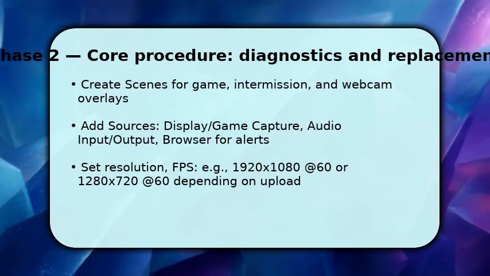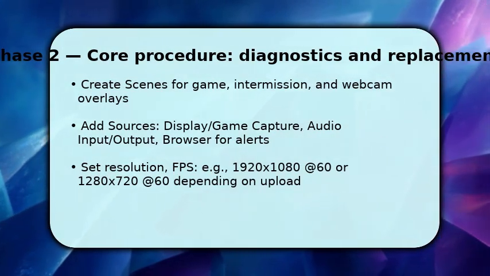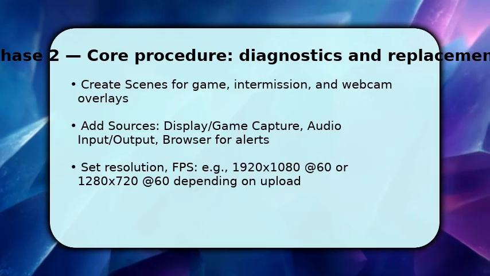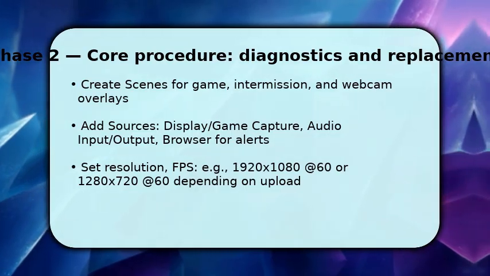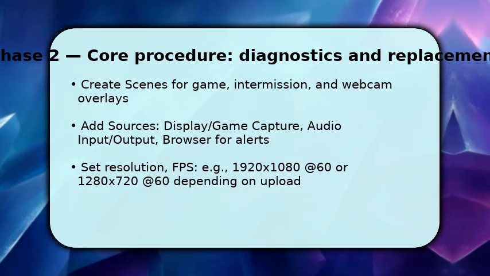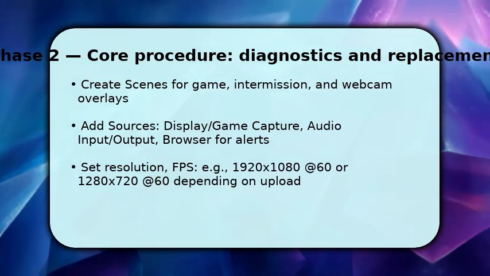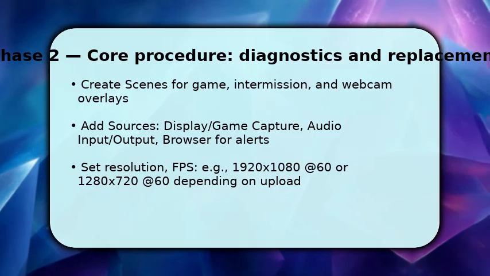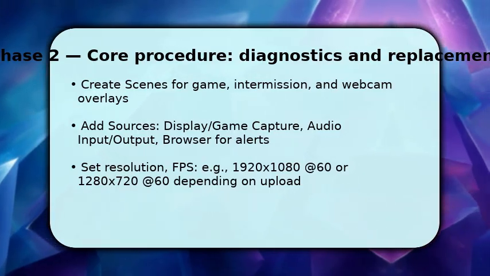Next, you build scenes and add sources to control what viewers see. Add a game capture for native apps, display capture for full screen, and audio input for your mic. Once added, lock or arrange layers and scale overlays. Make sure to configure transform and cropping so chat and alerts aren't obscured.